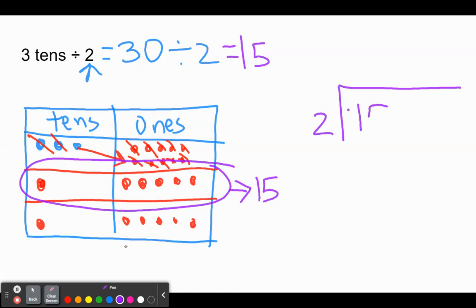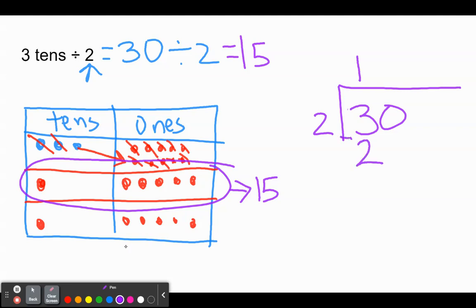So I'm dividing 30 by 2, or 3 tens by 2. We're going to first start by dividing our tens. So I have 3 tens. I want to divide them into groups of 2, but I was only able to put 1 ten in each of those groups. Now how many of my tens did I use? I have 1 in each group. I have 2 groups. So 1 times 2 is 2. So I used 2 tens.